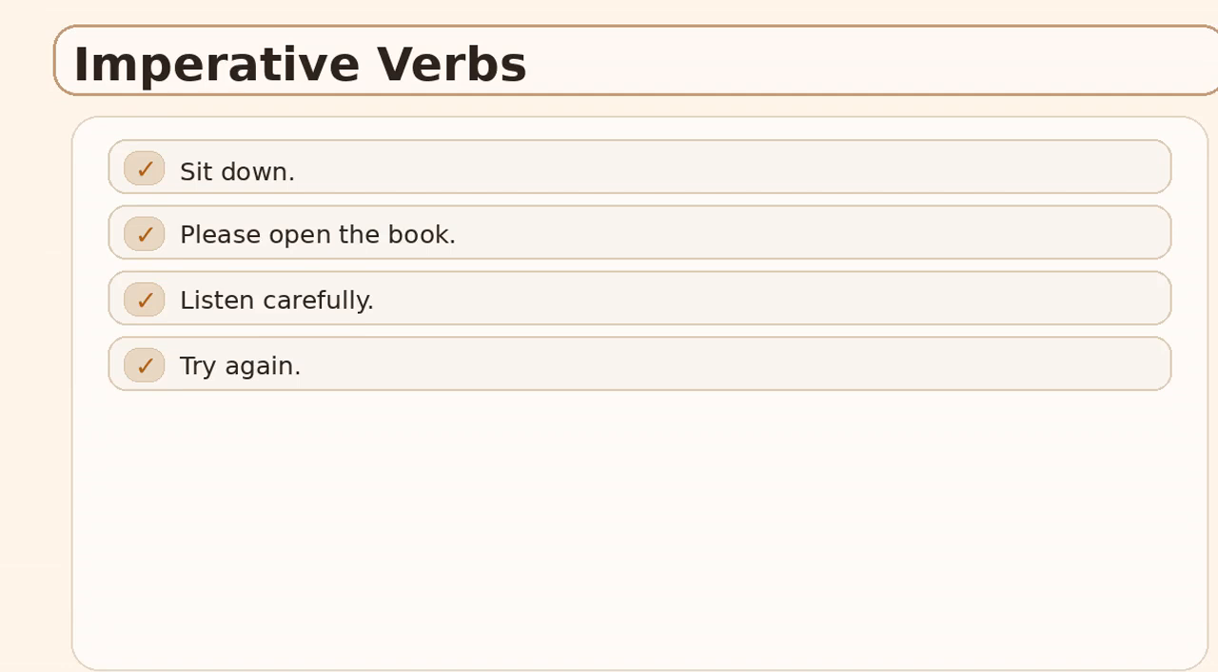Sit down is a direct command. Please open the book is a polite instruction or request. Listen carefully gives direction, and try again encourages action. In these sentences, the subject is usually not spoken, but the meaning still points to you. That is why imperative sentences often begin directly with the verb.